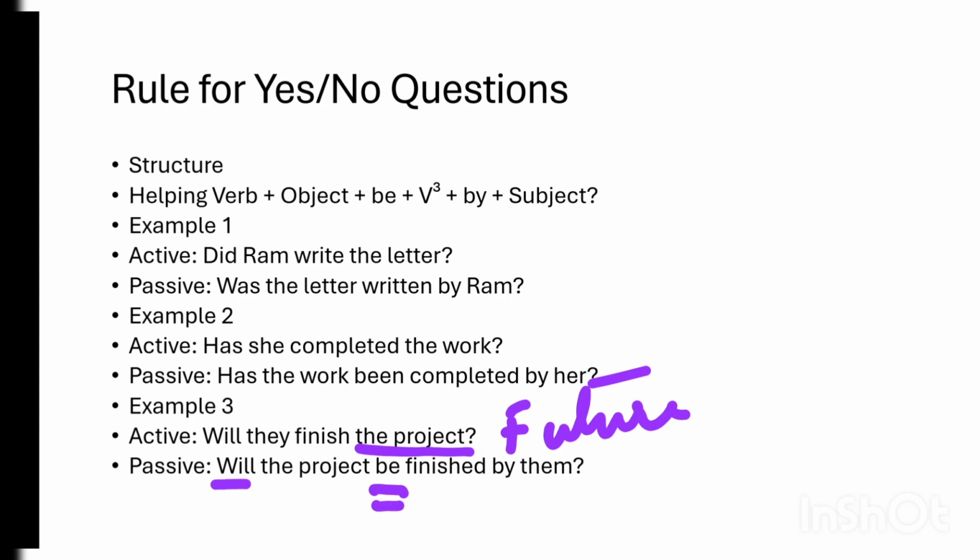The only difference between assertive and interrogative is that in interrogative, we write the auxiliary verb before the subject. Then we include be for future, been for perfect, and if it is continuous, then being. All right, that is the difference.